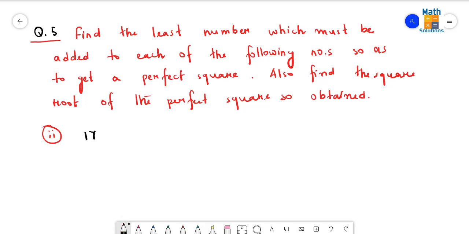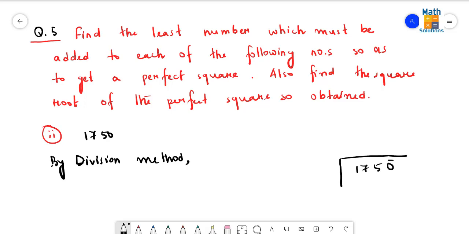1750. So in this case, what do I get? By the long division method, or you can say division method, let us check. Let us divide 1750. Let's do pairing like this. So the first number that will come here is 4. 4 fours are 16, because it is the nearest square number to 17. So 1 is left, 50 will be coming down.